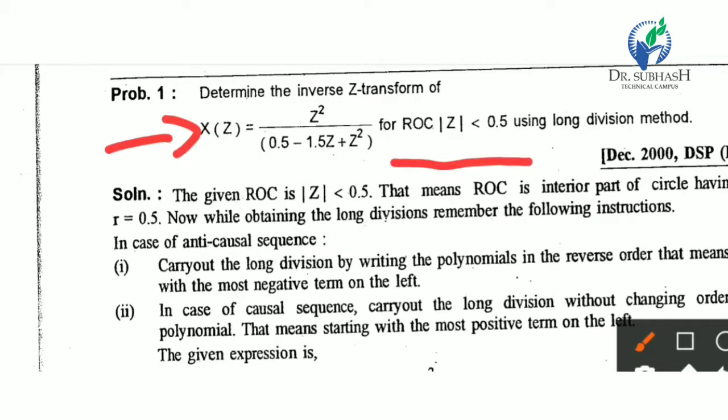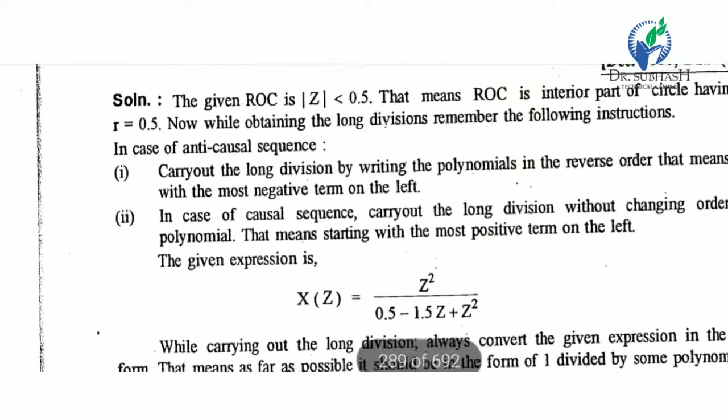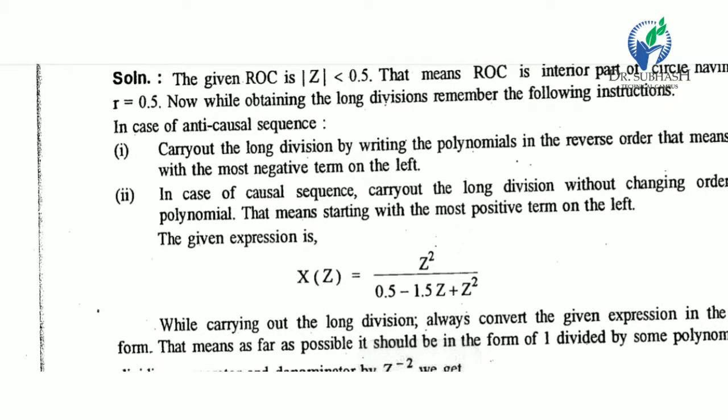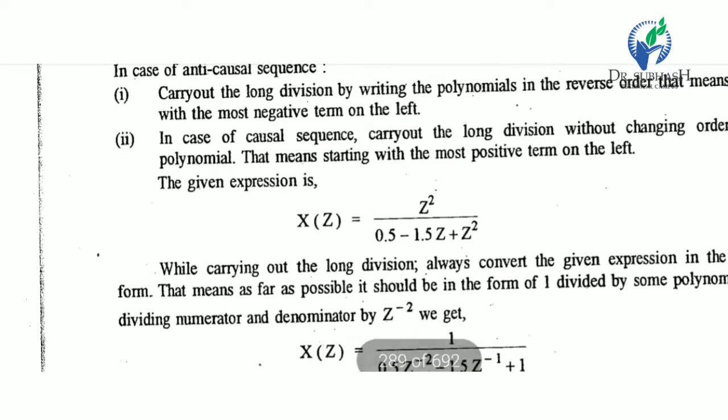Now while obtaining the long division, remember the following instruction. In case of an anti-causal sequence, first carry out the long division by writing the polynomials in the reverse order. That means starting with the most negative term on the left. In case of a causal sequence, carry out the long division without changing the order of the polynomial. That means starting with the most positive term on the left.